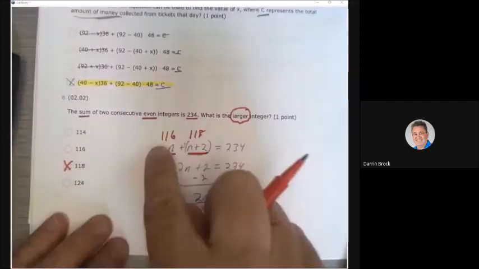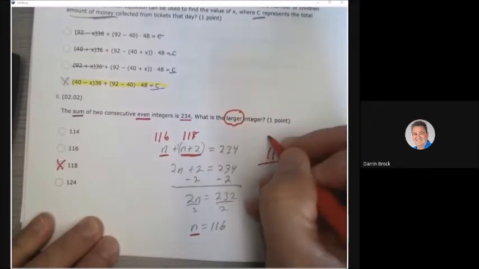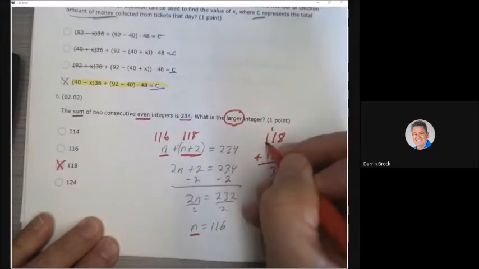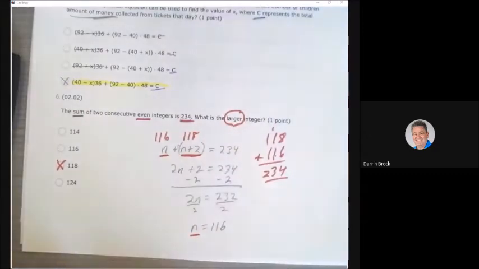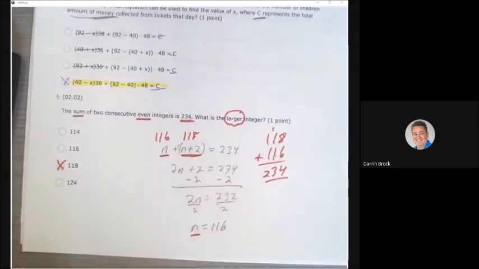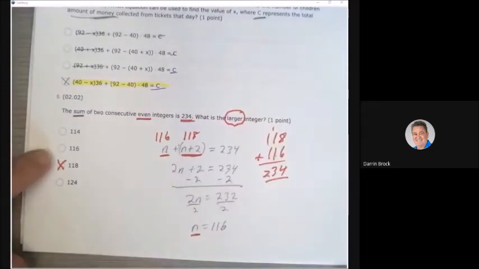And we can always check ourselves. We said those are the two answers, 116 plus 118. 8 plus 6 is 14, carry 1, 1 plus 1 plus 1 is 3, 234. That's what we were supposed to equal. So those are the two even integers that are consecutive, one after the other, that add up there, and it wants to know what's the larger one. So solving for n is not the end of that problem. You got to look at what they're asking for. 118. So, all right, let's look at number 7 here.